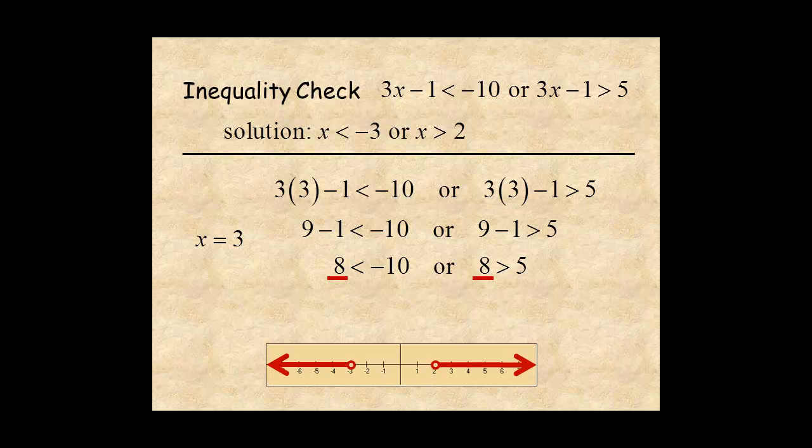Notice that the right-hand statement, 8 greater than 5, is true, while the left-hand statement, 8 less than negative 10, is false. However, because of the word or, if one part of the statement is true, the entire statement is true, and the solution checks.